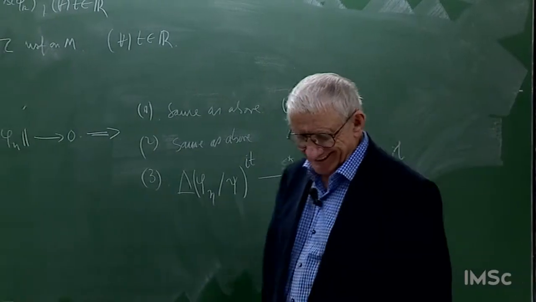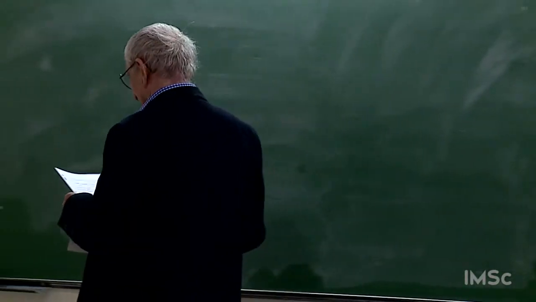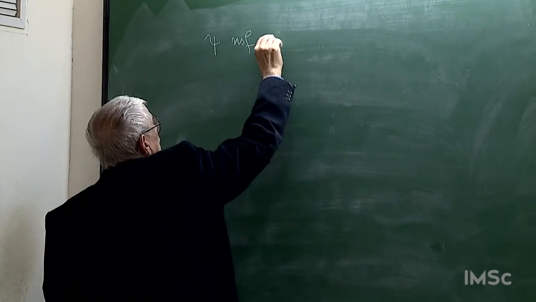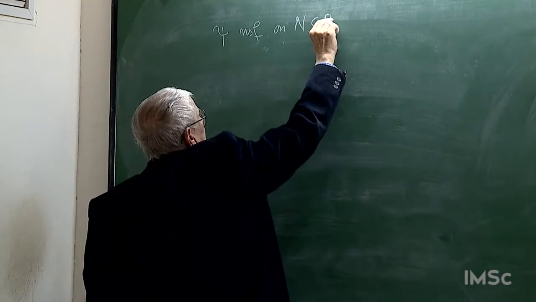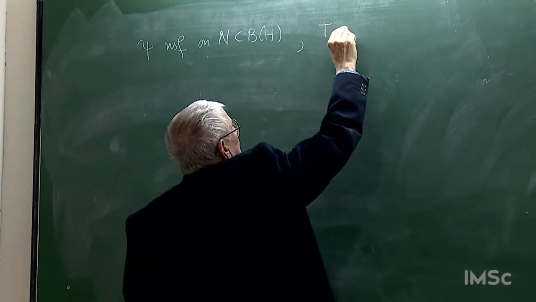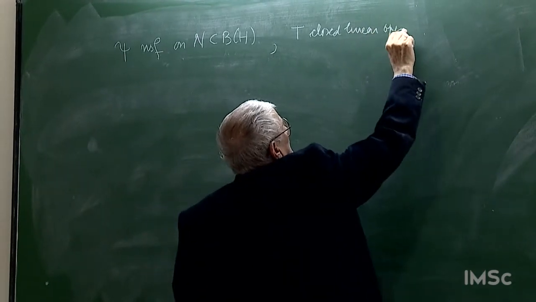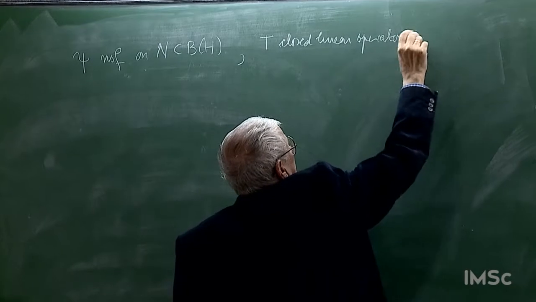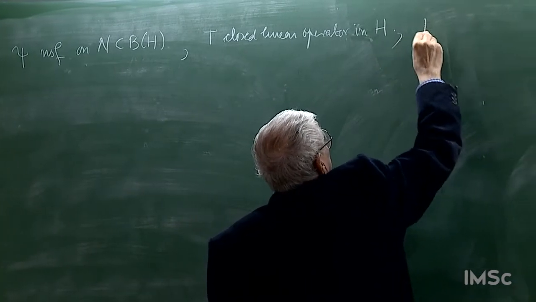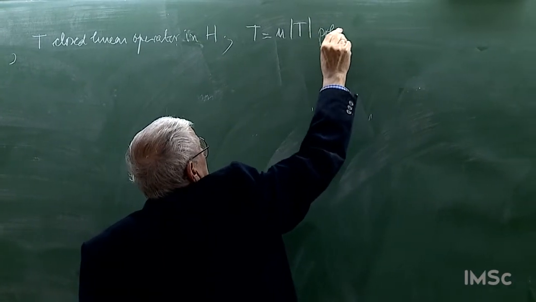Okay, thank you. Now the last thing. You have psi, an NSF weight on a von Neumann algebra N in B of H. And you have T, a closed linear operator in H. And you write T equals U times the absolute value of T, the polar decomposition.